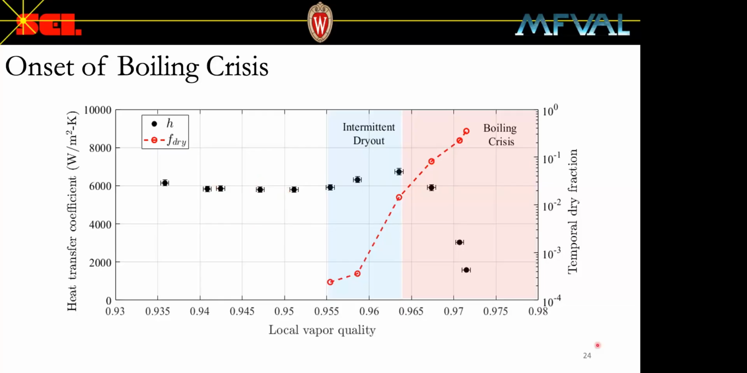At vapor qualities for which dryout events are first recorded in this region here, there is an increase in the measured heat transfer coefficient. You can also see that F dry becomes non-zero and starts to increase in this region here. This has been labeled the intermittent dryout region. The local maximum in HTC occurs here on the border of the intermittent dryout region and the boiling crisis region, and further increase in vapor quality leads to a large reduction in the heat transfer coefficient.